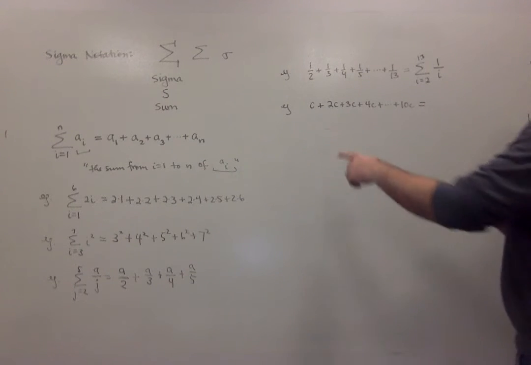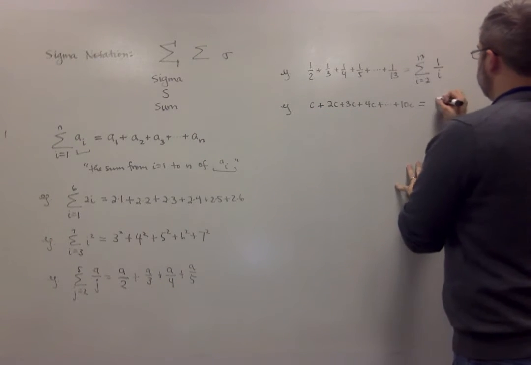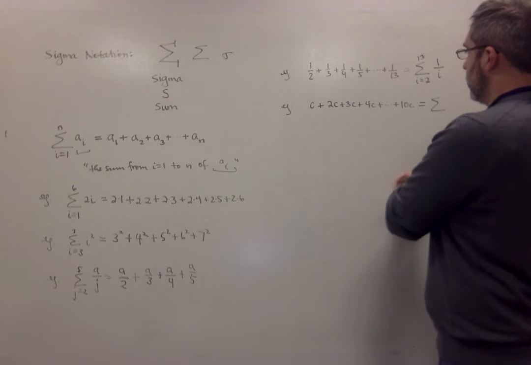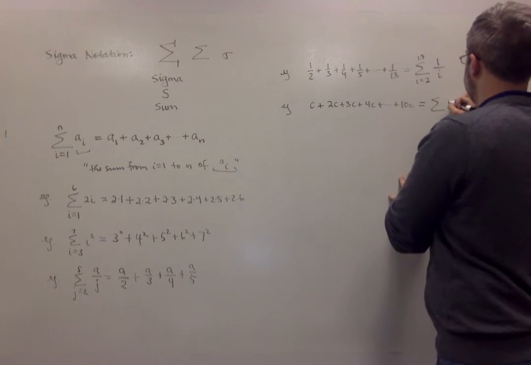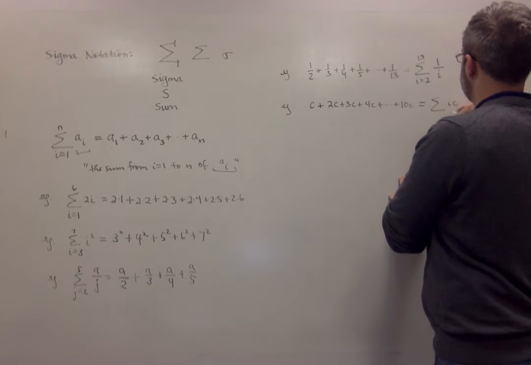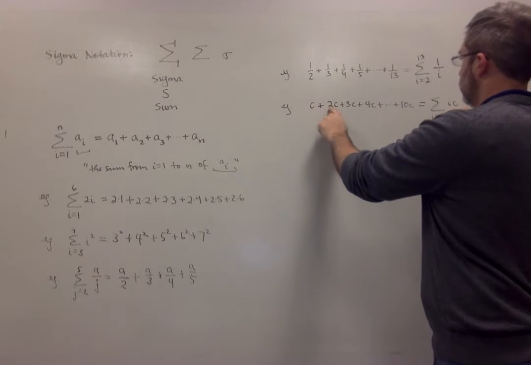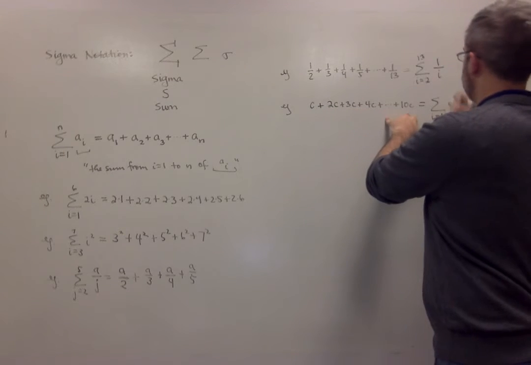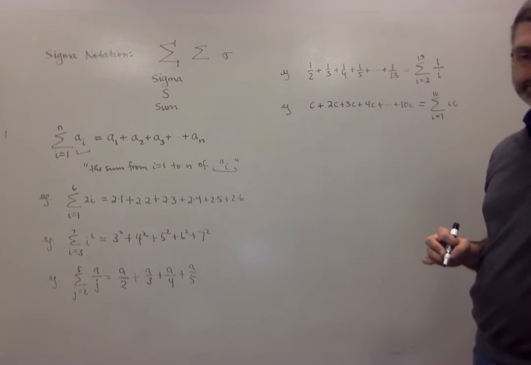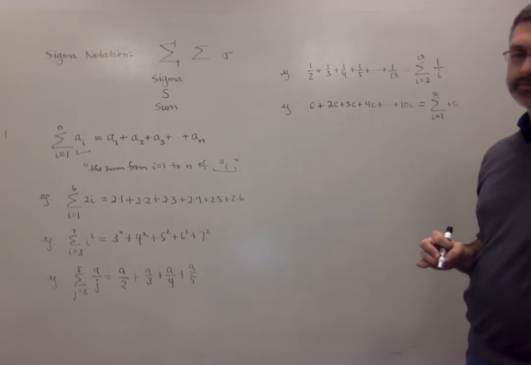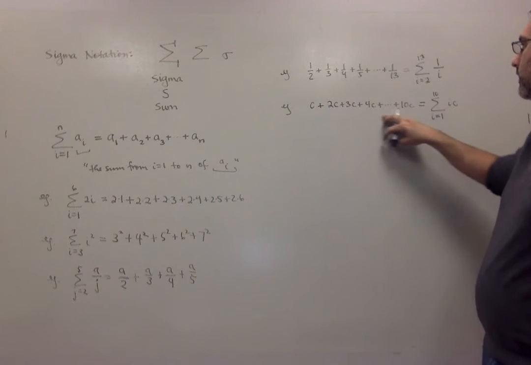So what we see is that this is first of all a sum, and everything looks like something times C. So let's write that as i times C, and i starts at 1 times C, 2 times C, 3 times C, 4 times C, and goes all the way up to 10 times C. Make sense? So this is the sigma notation for this.